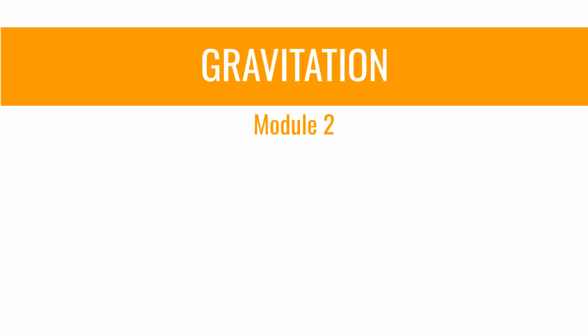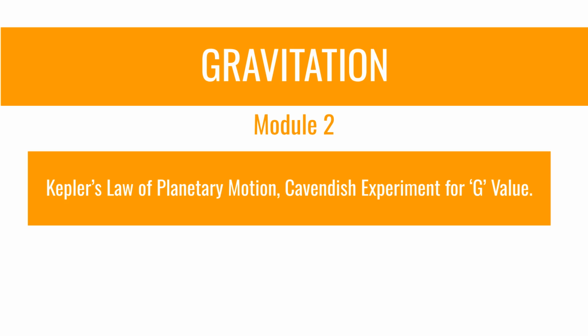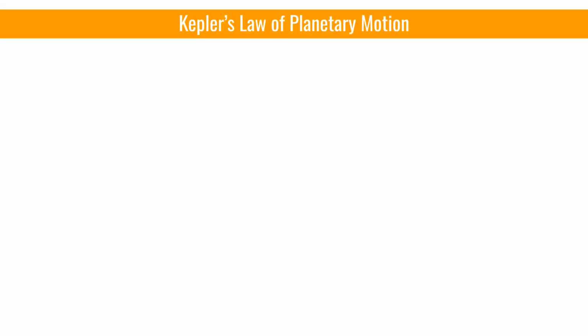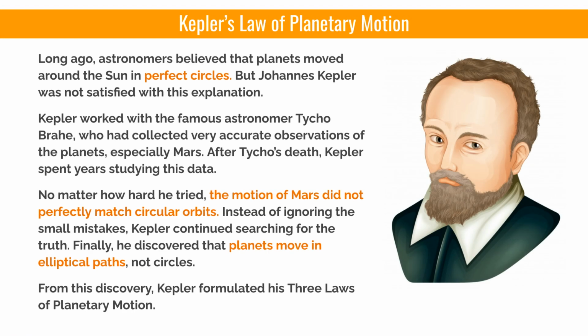Welcome to Module 2 on Gravitation. In this module, we will be covering Kepler's laws of planetary motion and the Cavendish Experiment for determining the value of g. Kepler's law of planetary motion was formulated after Johannes Kepler's detailed study of astronomical data.